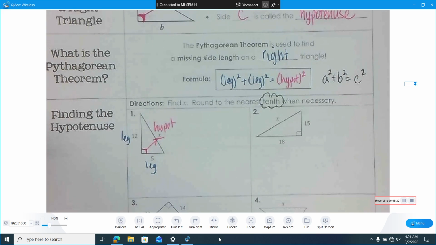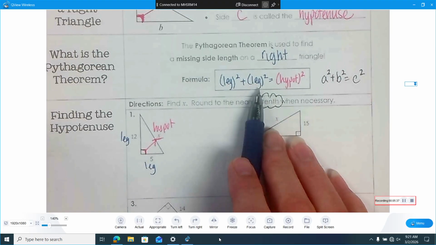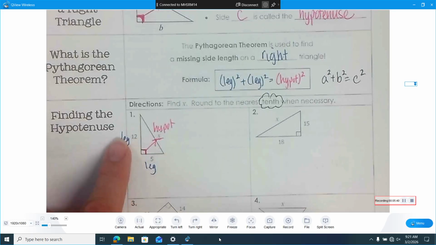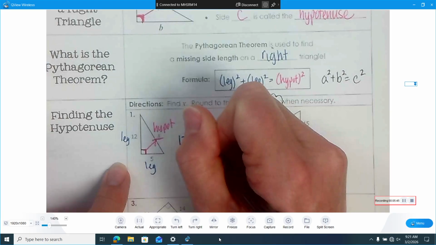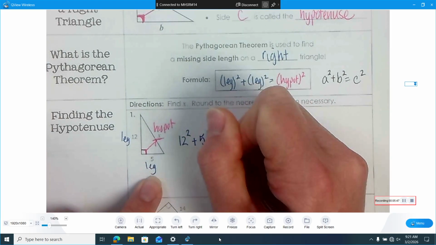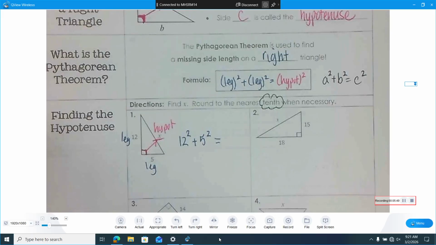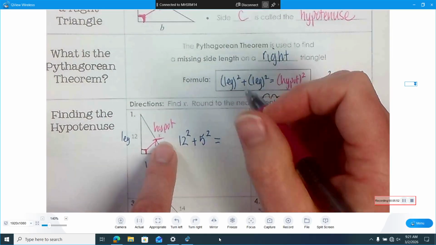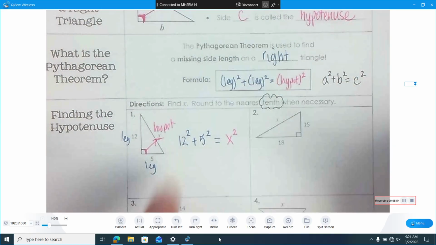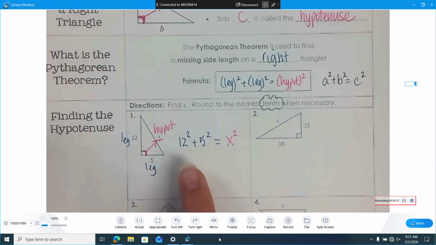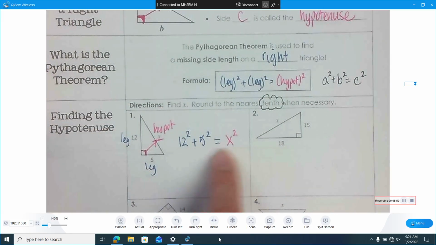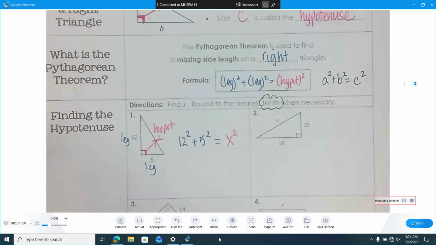So what's our Pythagorean theorem? Leg squared plus leg squared equals hypotenuse squared. Does it matter which leg I do first? It's not going to matter. So I could do 12 squared plus 5 squared equals what squared? Oh, careful. X squared. All right. So this is our setup. Leg squared plus leg squared equals hypotenuse squared. Now, let's go ahead and figure this out. What is 12 squared?